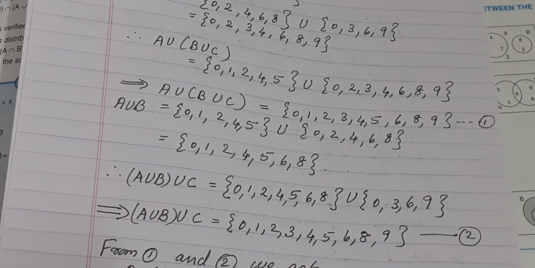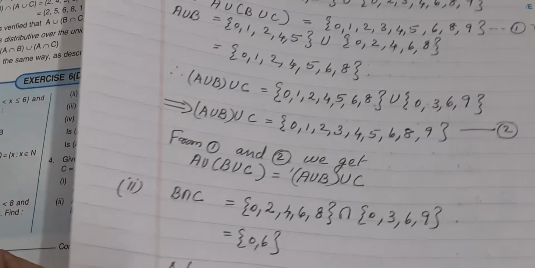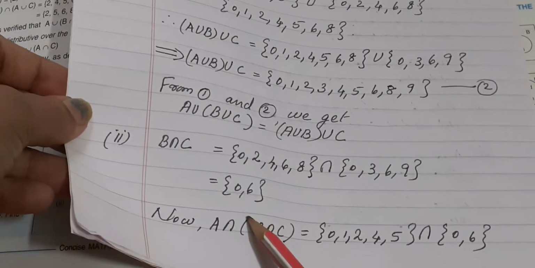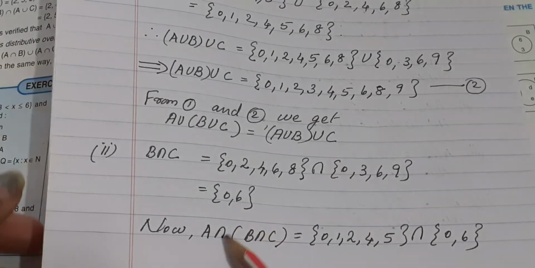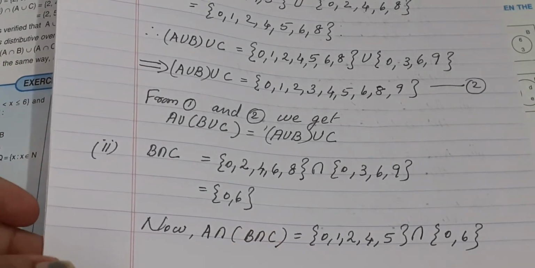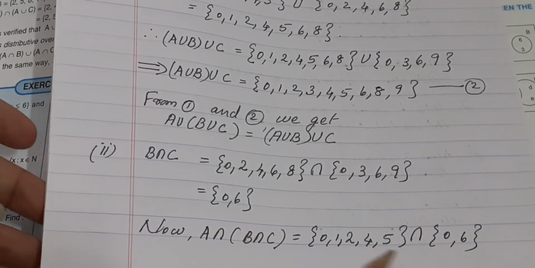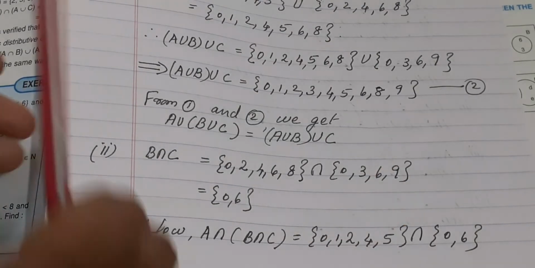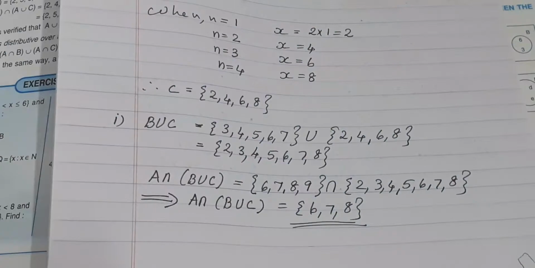A union (B union C) is equal to (A union B) union C. Okay, then second one, B intersection C you have to find out. B intersection C you will get that as {0, 6}. A intersection (B intersection C): so intersection of these two sets, which all elements is common in these two? Only 0, isn't it? So you will get that as {0}.